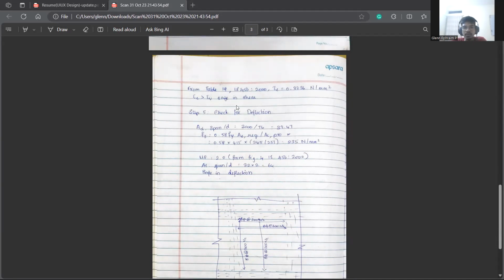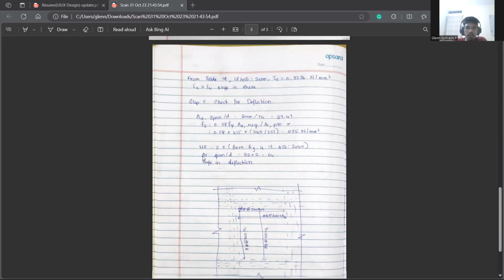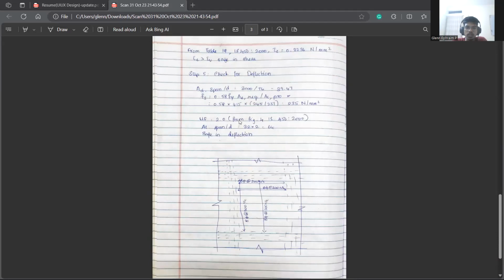The last and final step is checking for deflection, whether it can tolerate the deflection or cannot. To find that, we find span by d, which is 3000 by 76, 39.47. And fs is equal to 0.58 fy AST required by AST provided. So 0.58 into 415 into 245 by 251, and the value will be 235 Newton per millimeter square. So the modification factor is 2.02. This we calculate from figure 4.